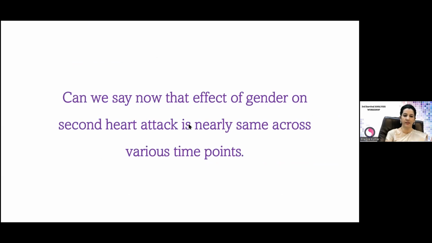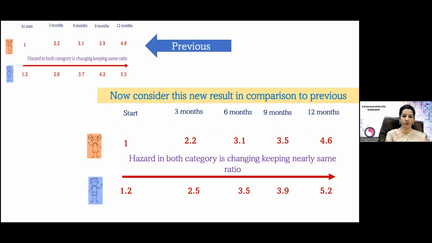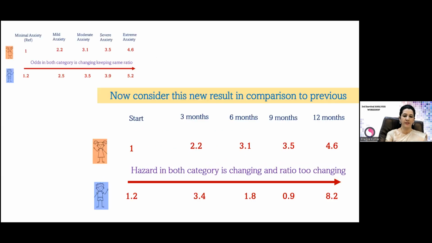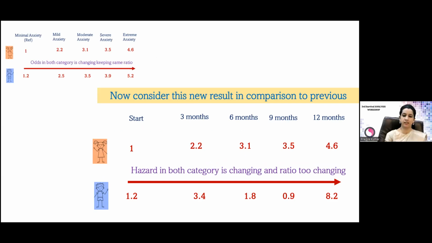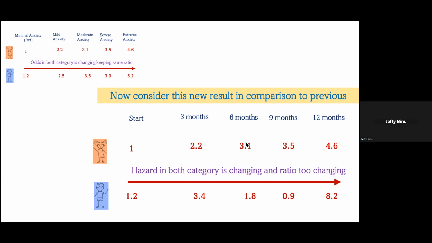It is not exact, but can we say now that the effect of gender on second heart attack is nearly the same across all various time points? Can we say like that? Because the ratio was nearly the same here as compared to the previous one. But now consider this new result in comparison with the previous. Can you do this calculation once again for me, 3.4 by 2.2? What will be the value? 1.54. And then this 1.8 by 3.1. 0.58. Yes, so this is just reversed.